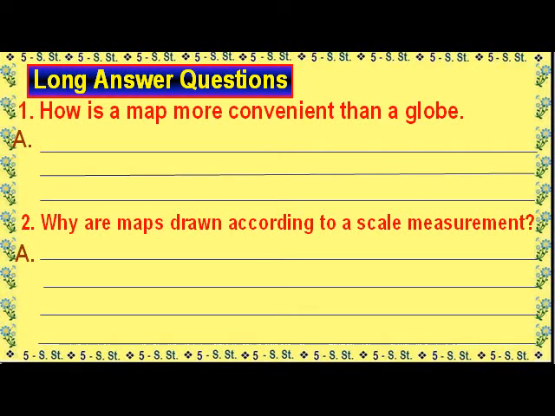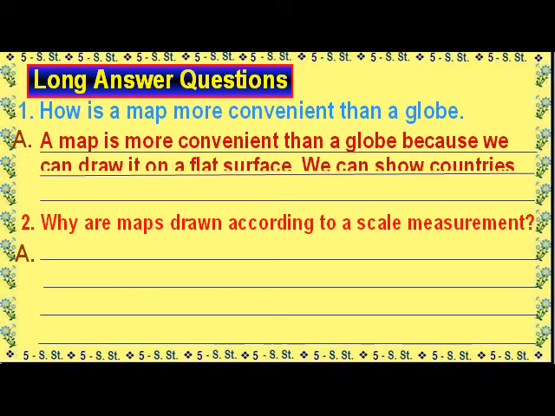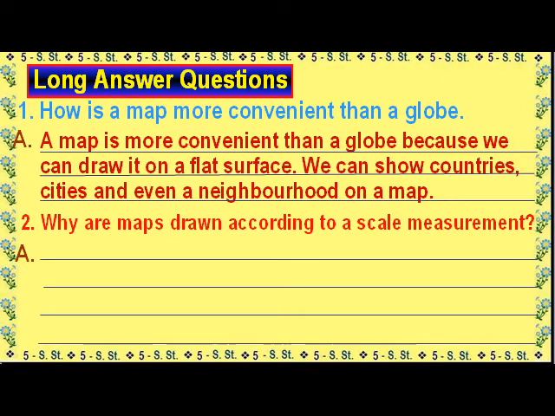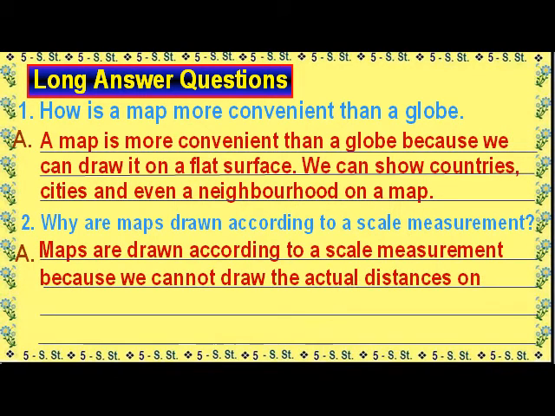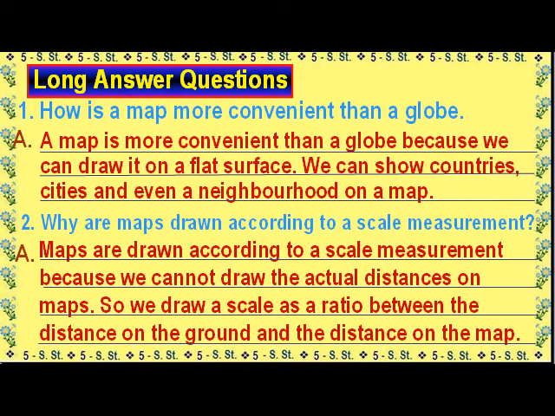Long answer questions. How is a map more convenient than a globe? A map is more convenient than a globe because we can draw it on a flat surface. We can show countries, cities, and even a neighborhood on a map. Why are maps drawn according to a scale measurement? Maps are drawn according to a scale measurement because we cannot draw actual distances on maps. So, we draw a scale as a ratio between the distance on the ground and the distance on the map.